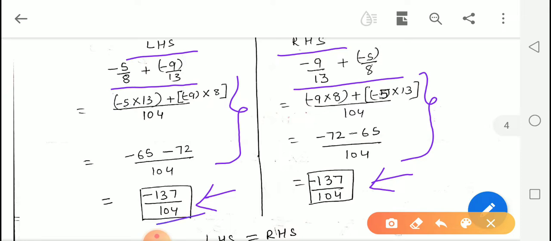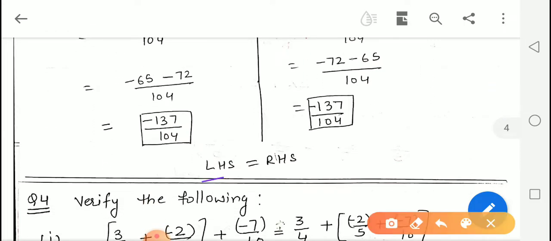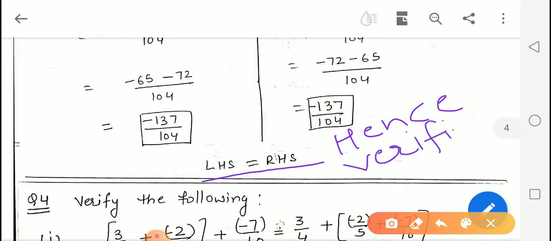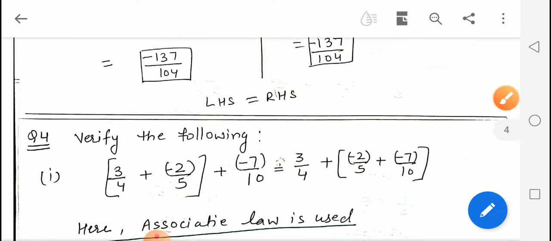Here also left hand side and right hand side are equal. So we will write LHS is equal to RHS. Hence we will write verified. Now let us do the next question.